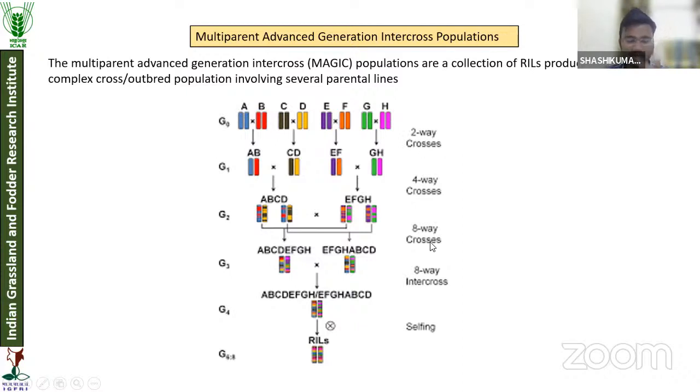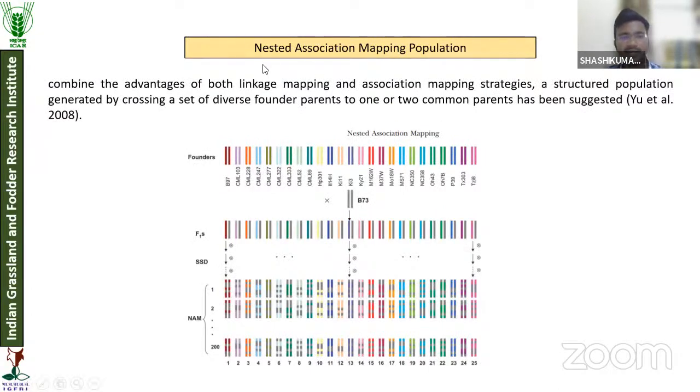So when you go for mapping, you are capturing more alleles. Suppose A is resistant for pathotype 1, C for pathotype 2, D for pathotype 3. When you go for mapping in the MAGIC population, you are going to identify the QTL regions for these different resistance genes. This is the advantage of a multi-parent population. The second type of multi-parent population is the nested association mapping population. Here, you combine the advantages of both linkage mapping and association mapping strategies.